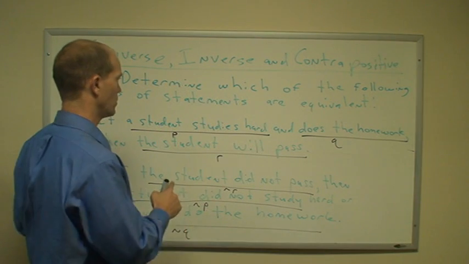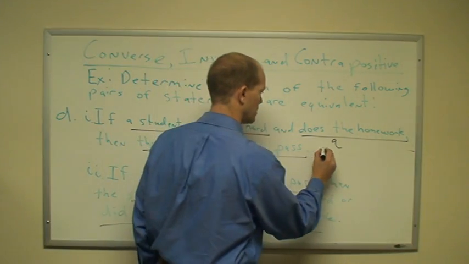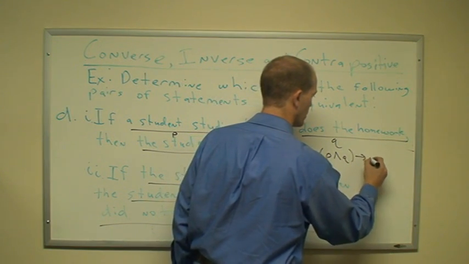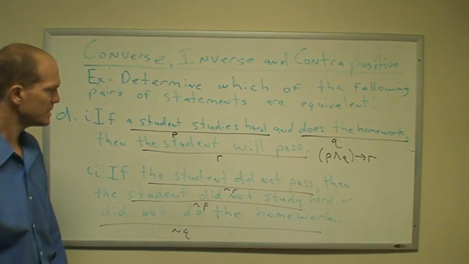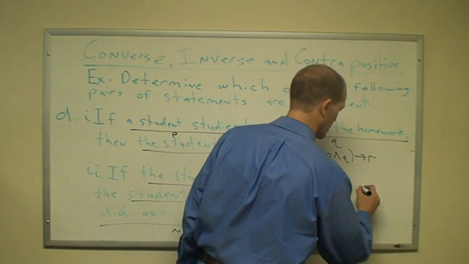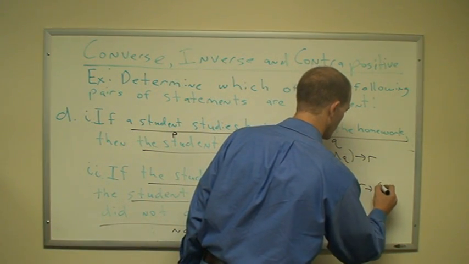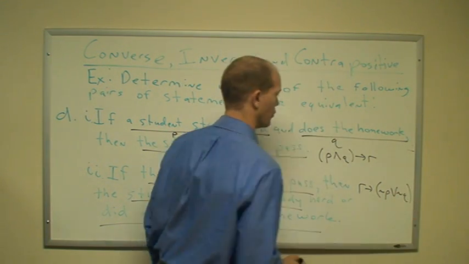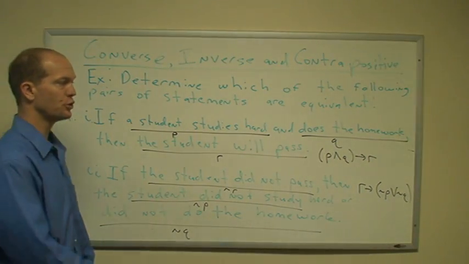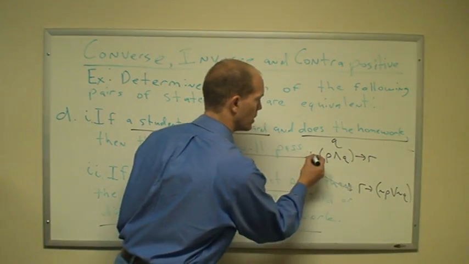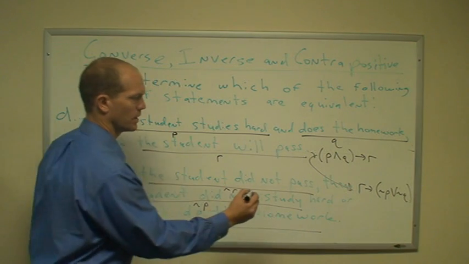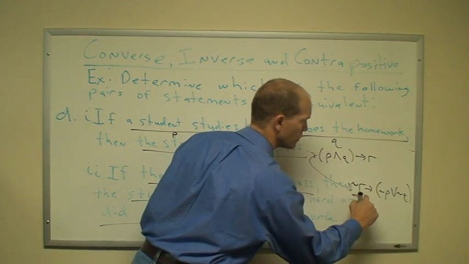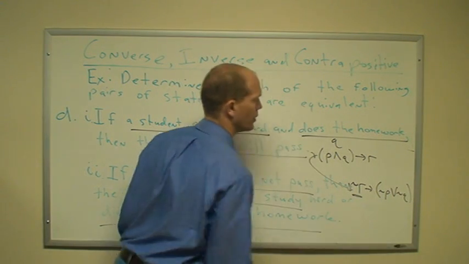Putting this together, we can break that first statement up as, if P and Q, then R. The second statement should be, if the negation of R, then the negation of P or the negation of Q. And those are the two statements I want to compare.